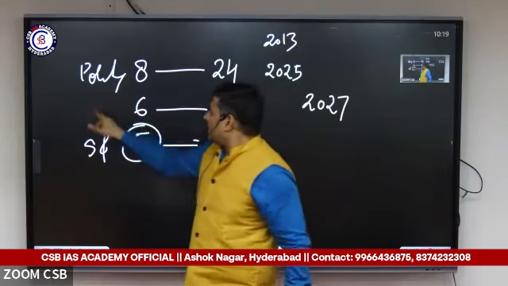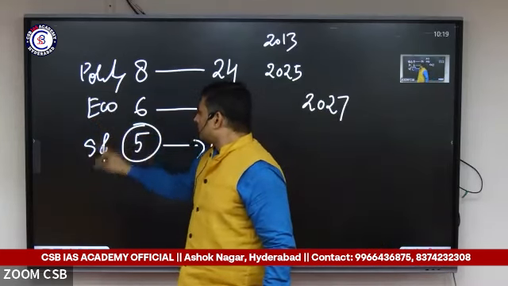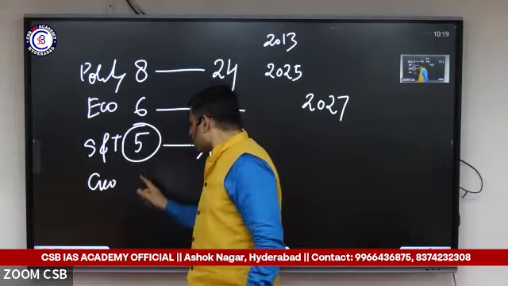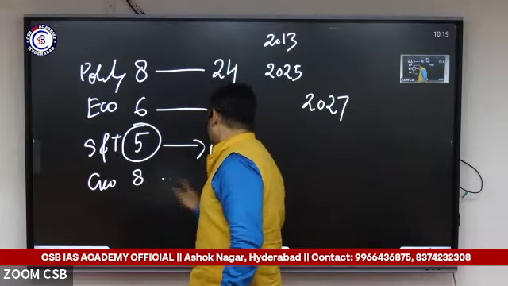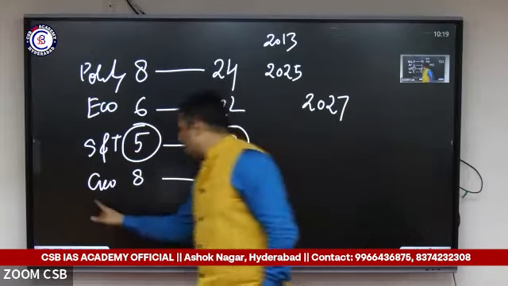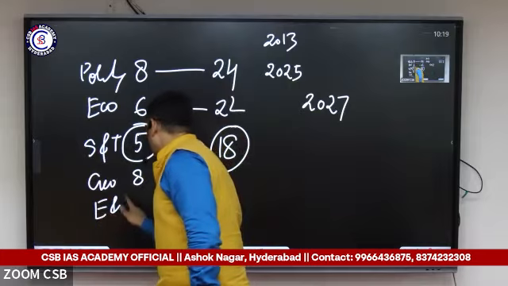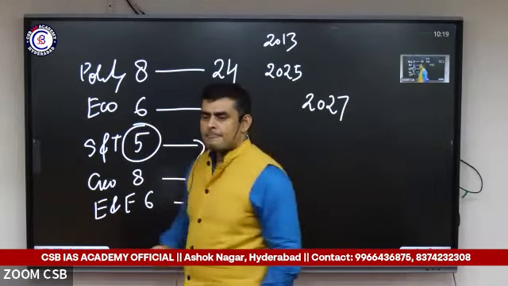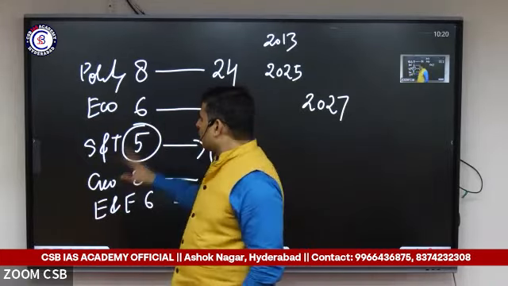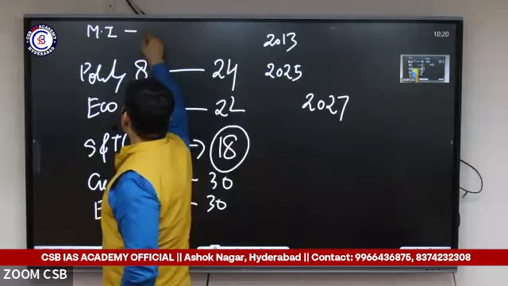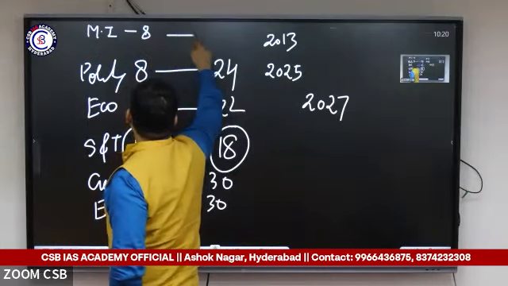Like, see, polity, here I said economy, science and technology, then take geography. Geography, suppose 8 to 30. Environment and ecology, 6 to 30. Modern India, 8 to 18.